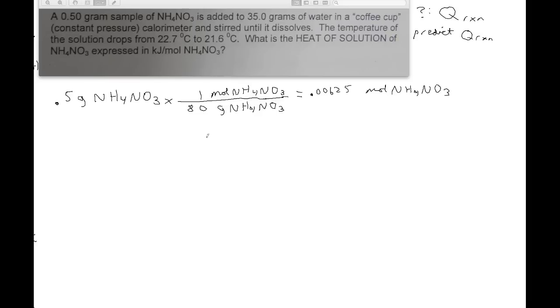And it's stirred until it dissolves. We have a delta T. We have two masses, but we're not given a specific heat. That's a good point. We haven't quite talked about this before. You need the specific heat of what? Water. Okay, good. So we know that C, lowercase c, is equal to 4.184 joules per gram per degree Celsius.